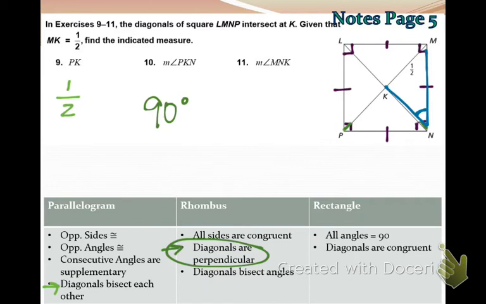So what do we think the property is that's going to help us figure out? Yeah, diagonals bisect the angles. So what is the full measure of angle N? 90. So if you bisect 90, if you cut it in half, how many degrees is that? 45. You're going to flip to the very white section on the back.